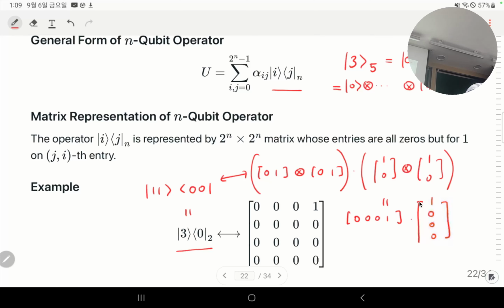So it's up to you whether you want to work with this expression or the matrix expression. But remember that the matrix representation may contain lots of zeros, so the information is somewhat redundant. So you might want to consider that this can be a more compact and efficient way to express and deal with quantum states.